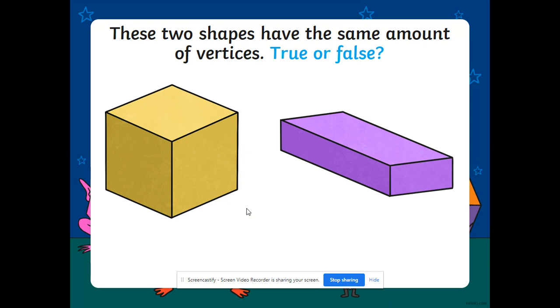A true or false question. These 2 shapes, our cube and our cuboid, have the same amount of vertices. True or false? It is true. So I tend to think about it as 4 on the top and 4 on the bottom. And for this shape as well, 4 on top and 4 on the bottom.